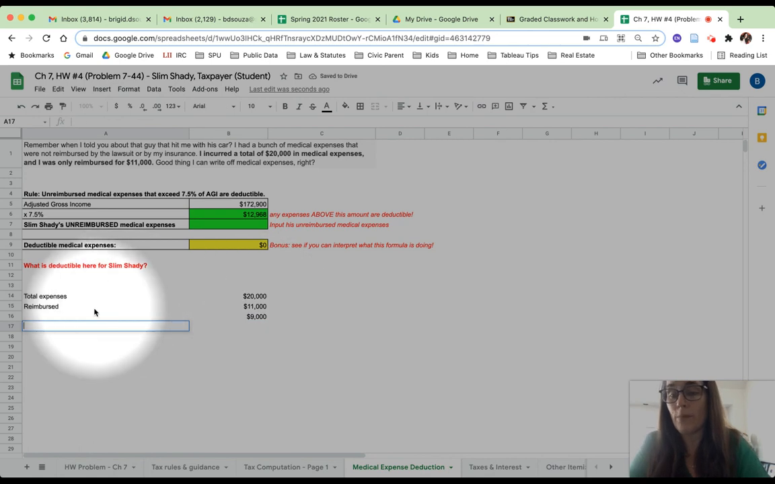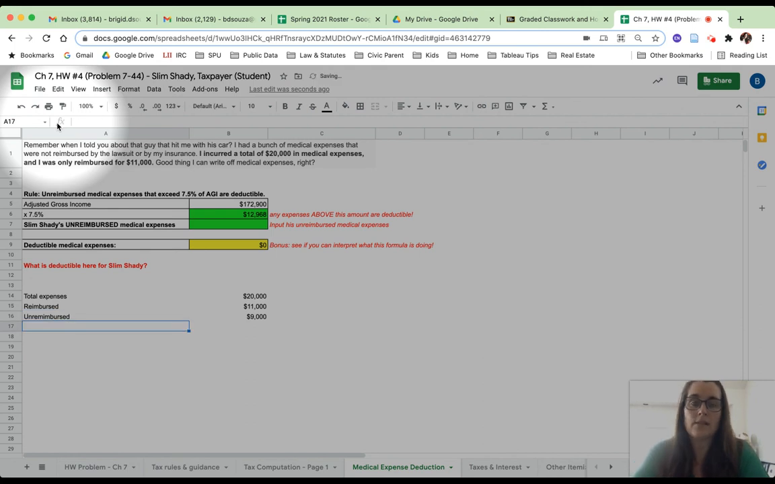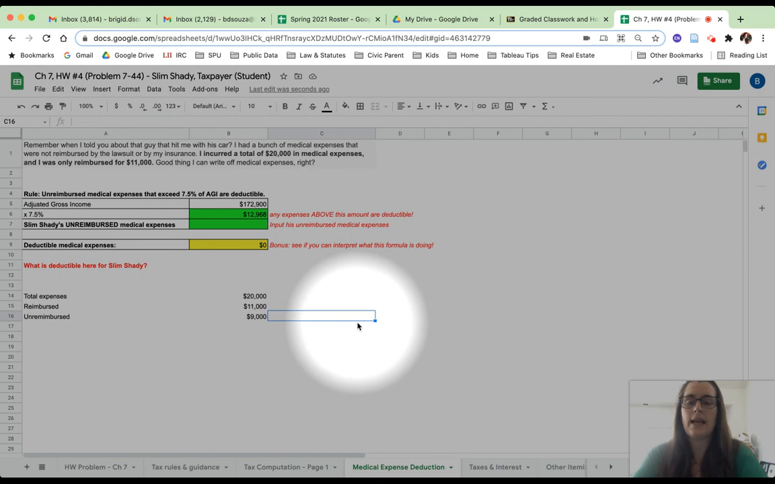Now, what does reimbursed mean? I'm trying to do too much here at once. Let's say that Slim Shady went to the hospital and paid $20,000. I'm using a super simple example just to illustrate the concept. His employer gave him $11,000 for that, or maybe his health insurance, basically through his employer, reimbursed him $11,000, which means this $9,000 is out of pocket, and that is what he could potentially deduct on his tax return.